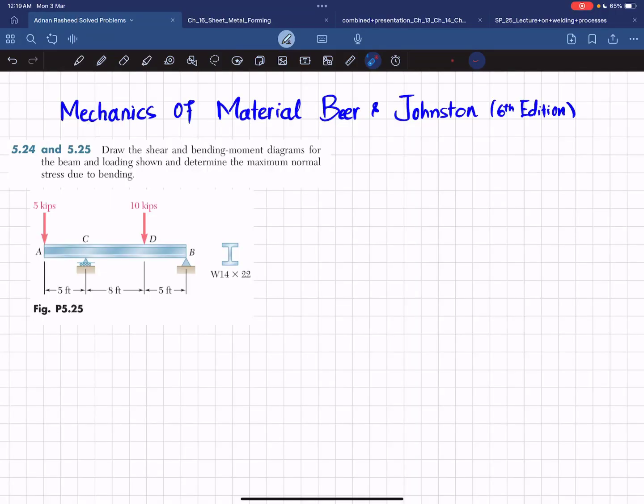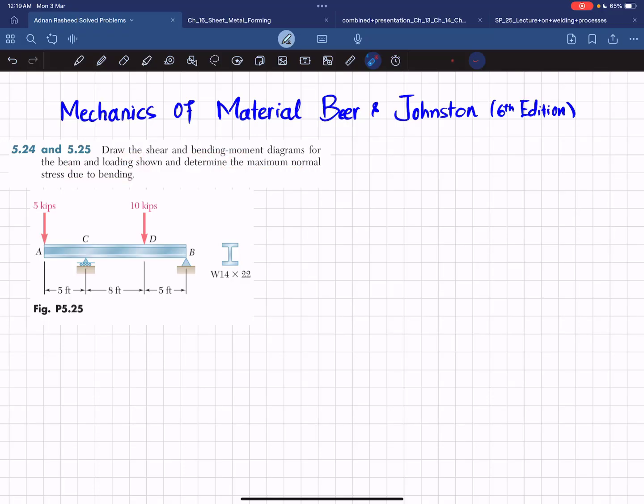In this video, we are going to solve problem 5.25 that is taken from chapter number 5, Analysis and Design of Beams, and the book name is Mechanics of Materials, Beer and Johnston, 6th edition. So the statement is: draw the shear and bending moment diagram for the beam and loading shown. Determine the maximum normal stress due to bending.